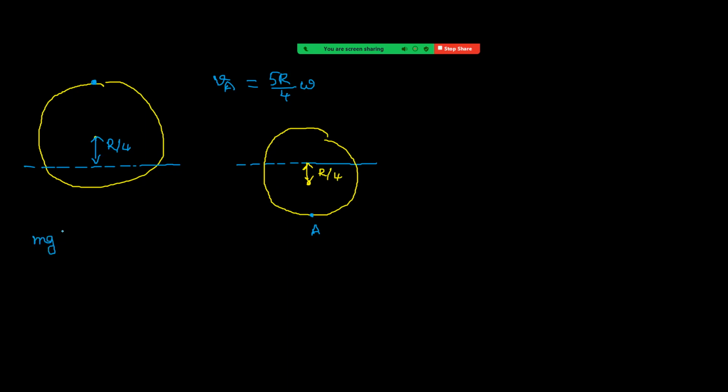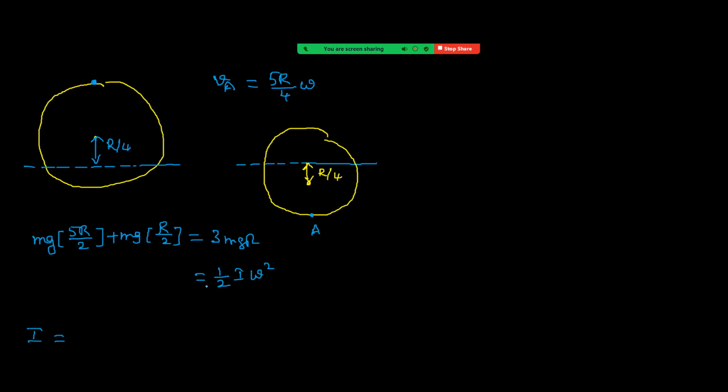So the loss in gravitational potential energy is mg into 5r by 2. Next, the center of mass was r by 4 above. Now it is r by 4 below. So it has come down by a distance r by 2. This is a loss: 5 by 2 plus 1 by 2, 6 by 2, means 3. 3 mgr. This is the loss. And this loss converts into rotational kinetic energy, half I omega square.